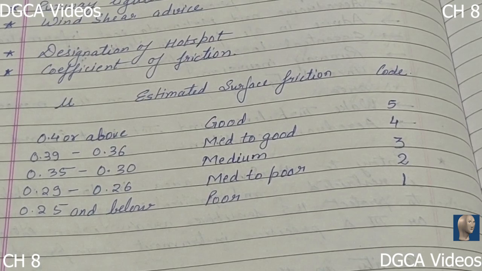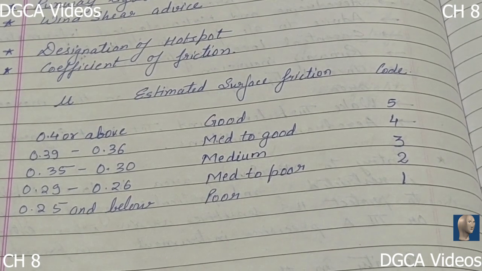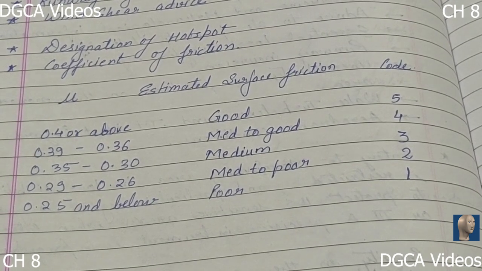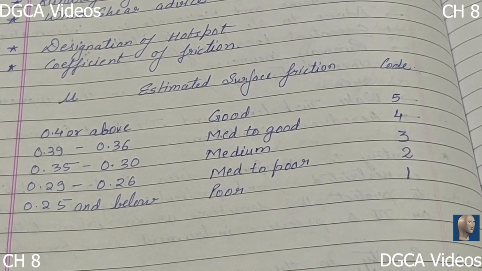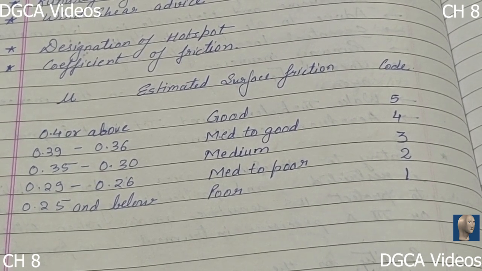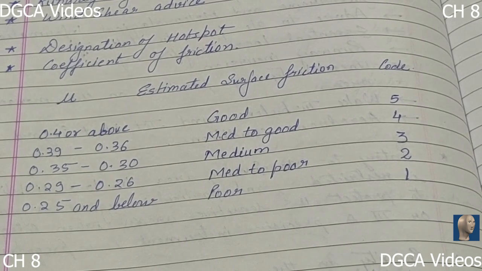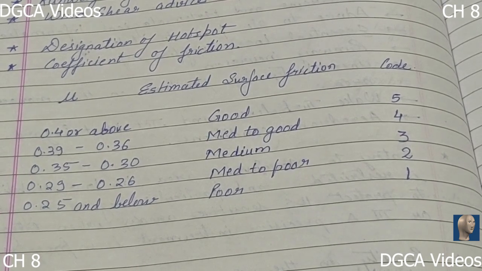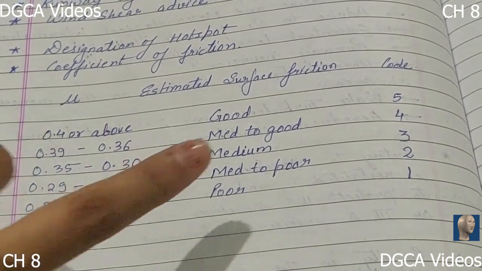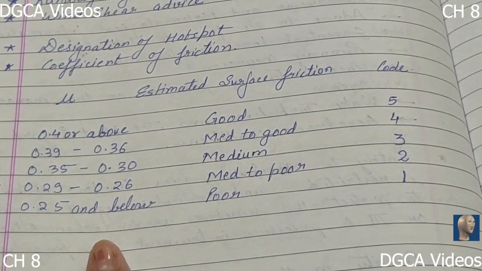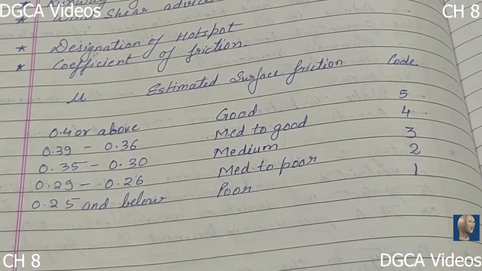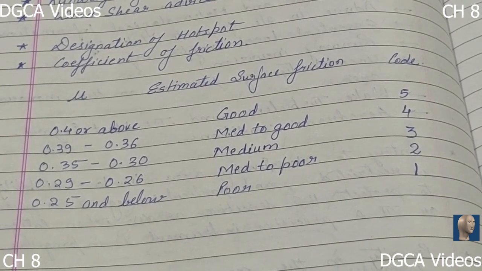Okay. Finally, we'll be talking about the coefficient of friction. The coefficient of friction is a very necessary thing for landing and takeoff as well. In the locations where snow or ice is there, it becomes very unsafe to land and take off if the coefficient of friction is not known. So we have certain codes for the coefficient of friction, which are transmitted to the aircraft before they land or take off, so that they are prepared for it.